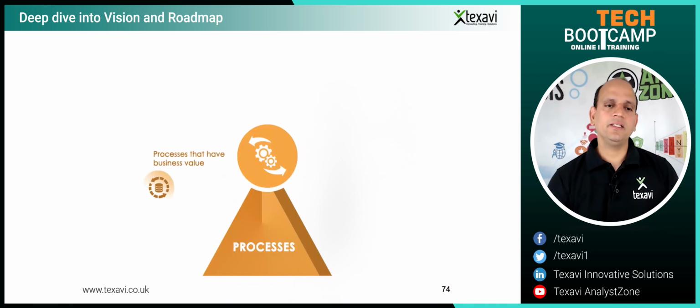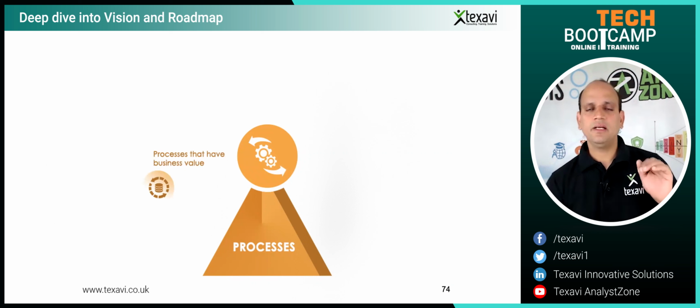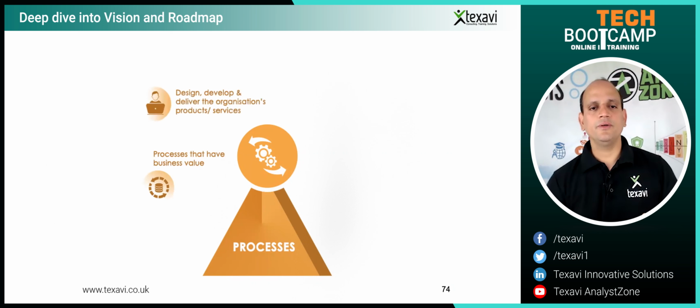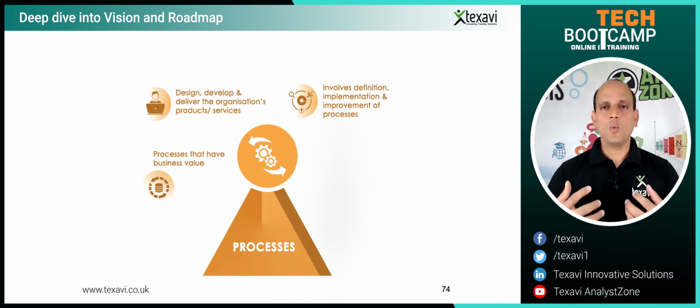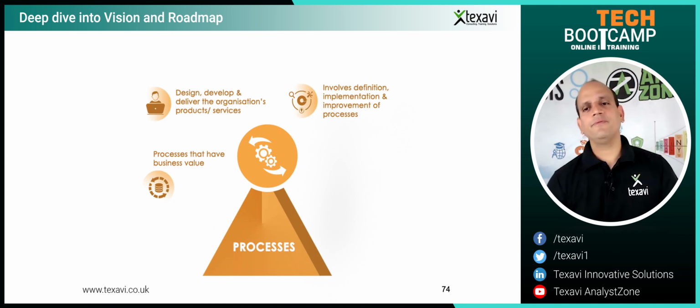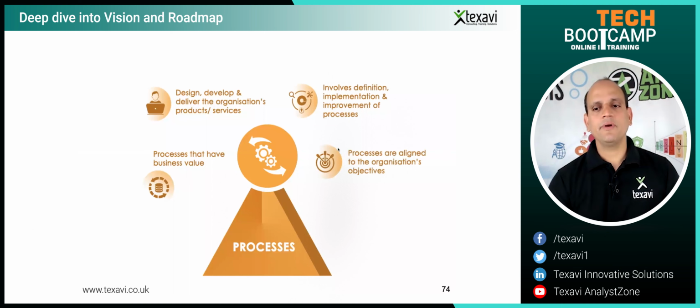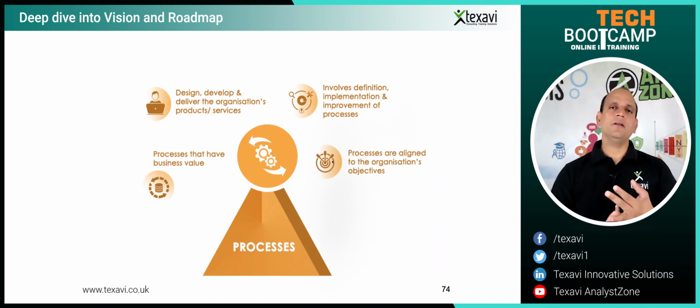And the processes are basically what deliver business value. It's very important. So you design, develop, and deliver organizations, products, services. Again, the workflows involved. What are the steps that need to be improved? Where is the waste that is being produced? How can we minimize the waste? How can we improve the output and outcome of each of these processes and the steps? Process re-engineering, all of these.